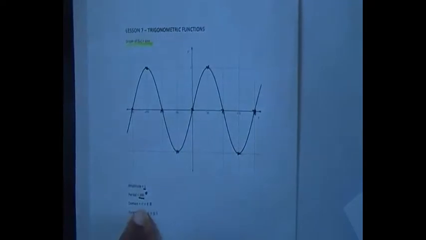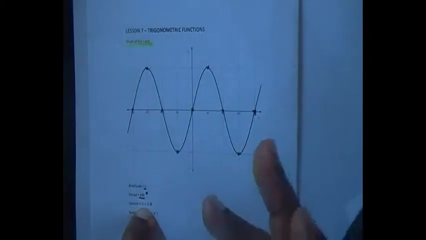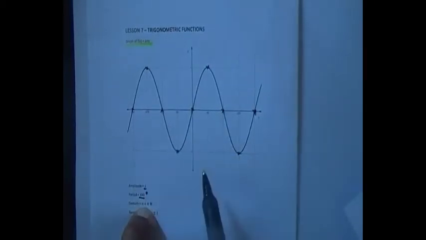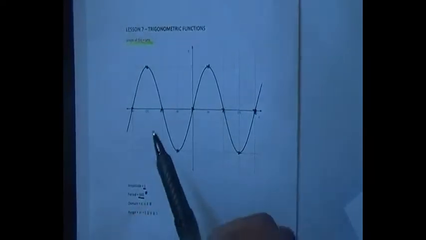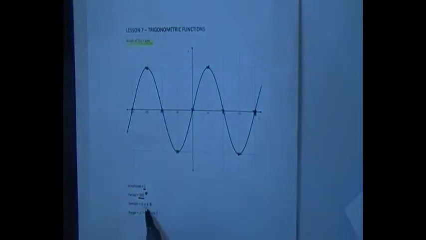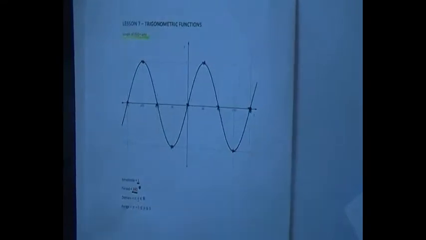Okay, the domain, remember what's the domain of a function? Any input value that you can put into the function is called a domain. All right, so the domain here is just x, which is any real number. The range, you can only get values between negative 1 and positive 1 in a sine function.